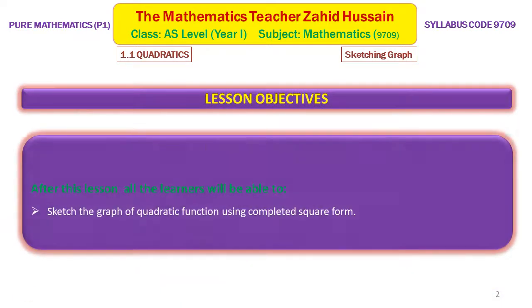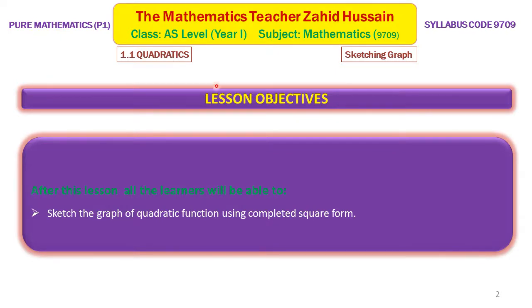Lesson objectives are that after this lesson you will be able to sketch the graph of a quadratic function using completed square form. You know how to write the expression in completed square form, and you have learned the different parts of the graph from the completed square form in the previous lessons.